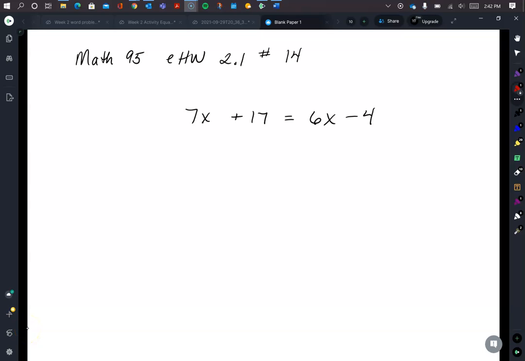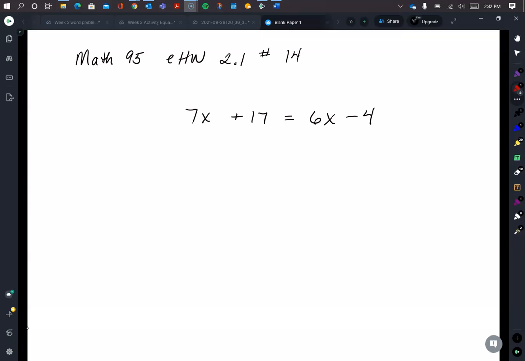This video tutorial is on eHomework 2.1 number 14 from Math 95, solving equations. So we have this equation, 7x plus 17 equals 6x minus 4. We need to isolate the variable, we need to solve for x, and we have things going on both sides. We have variable terms and constants, so let's streamline it.